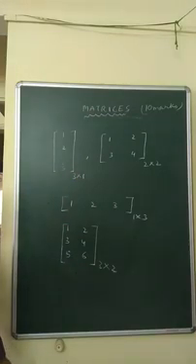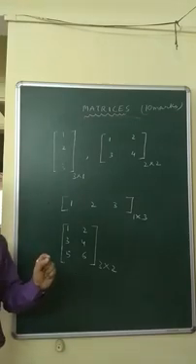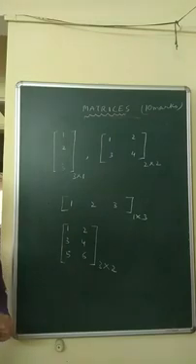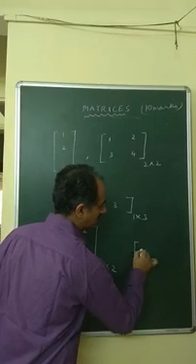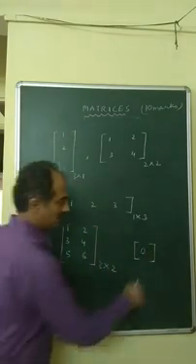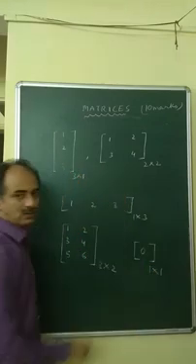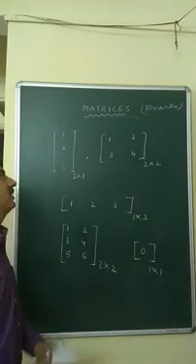Can you write a matrix which has the minimum order? If you write a single element, you can say 0 also here. What will be the order of this matrix? 1 cross 1. Okay. So this is the order of a matrix.